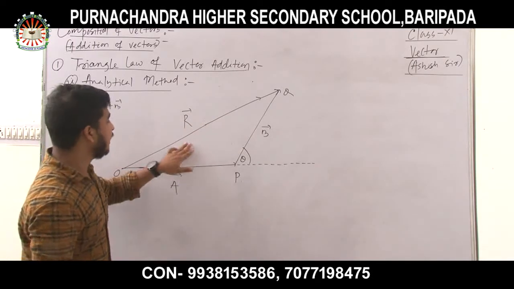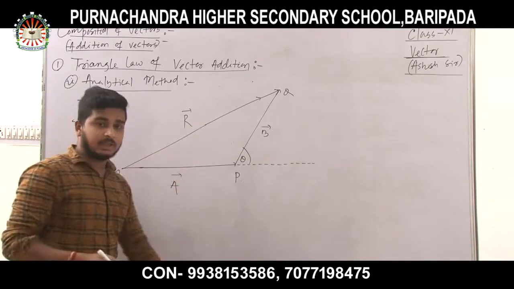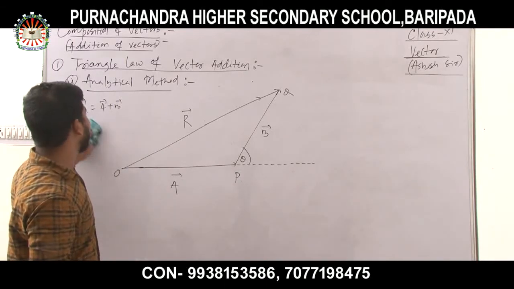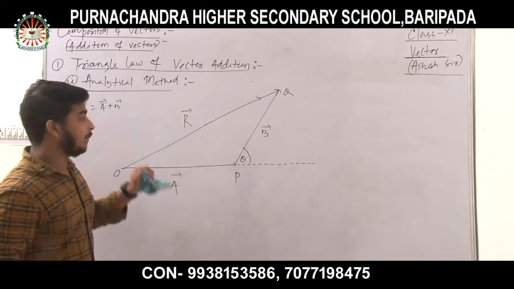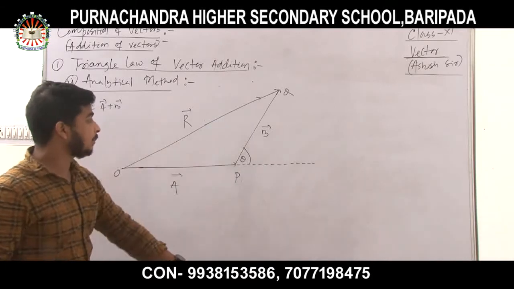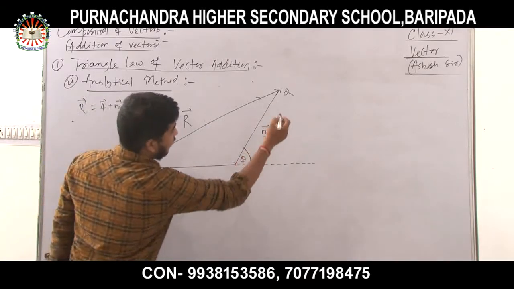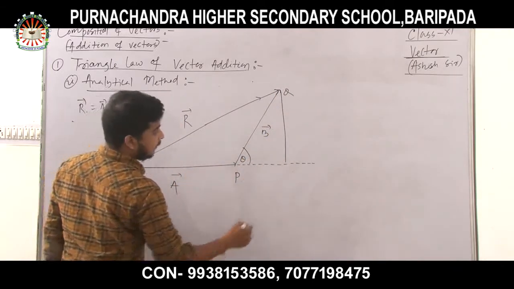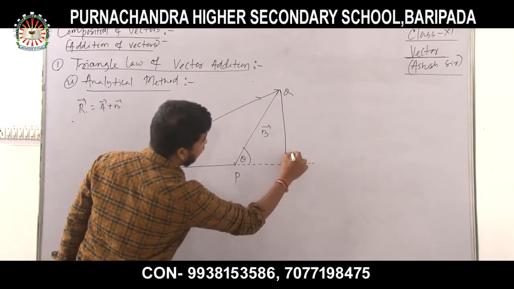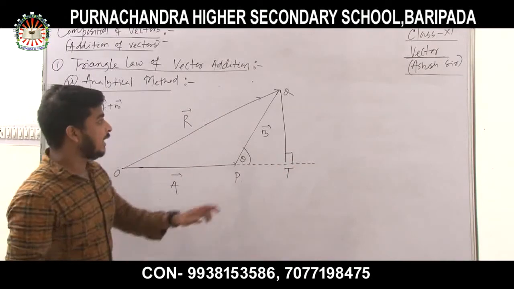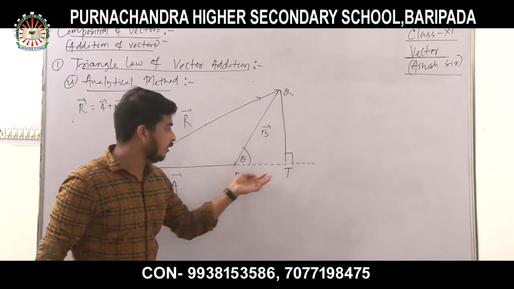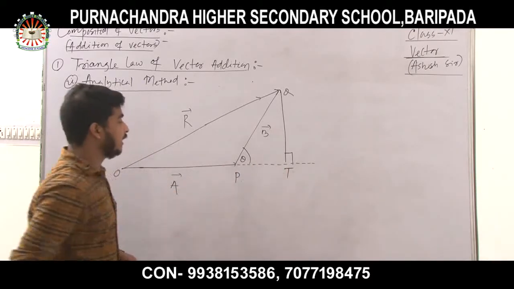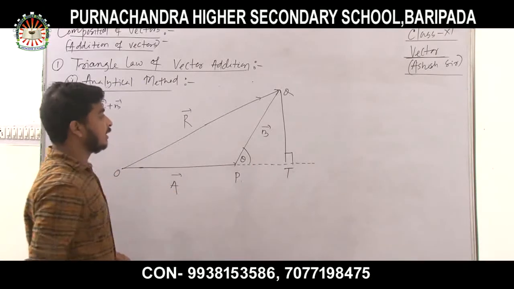Let's find the resultant vector R. Let's find the magnitude of R vector and the direction of R vector. Suppose I draw a normal on the extended OP and name the point T. Suppose I draw a normal from Q to T. So this will be 90 degrees and this point is known as T. Suppose this angle is theta.